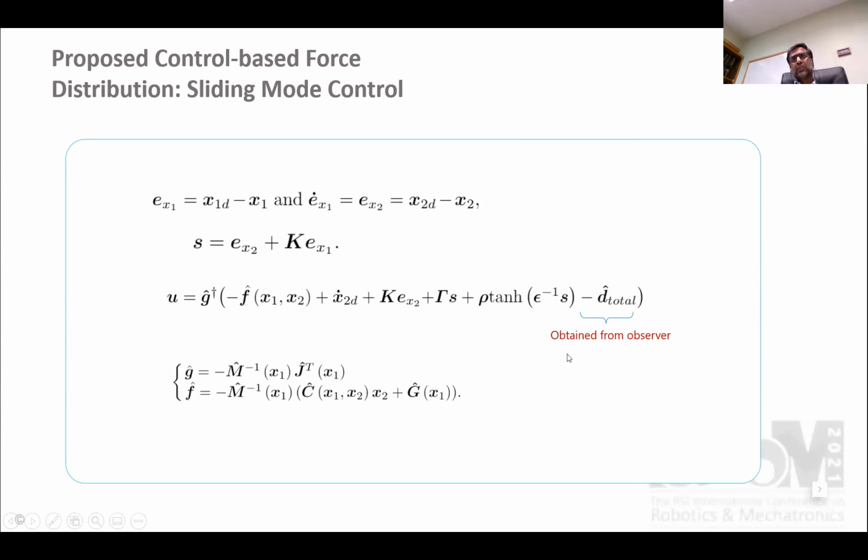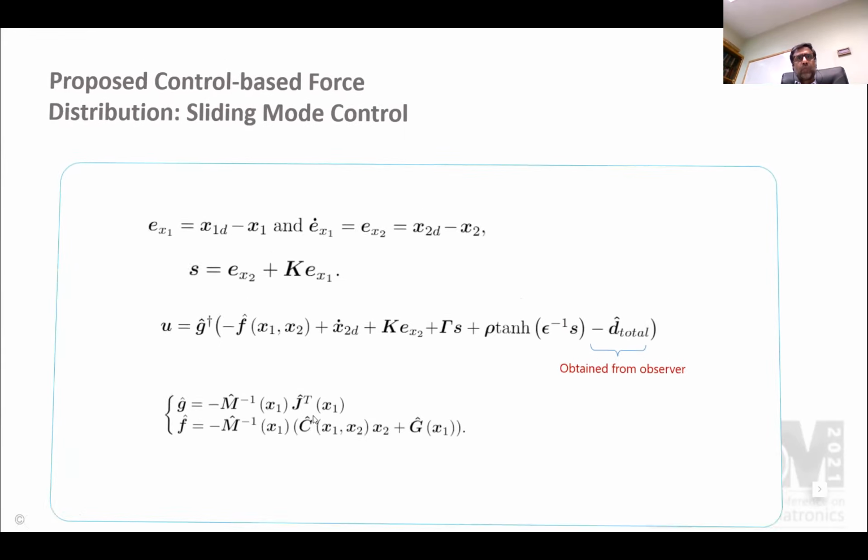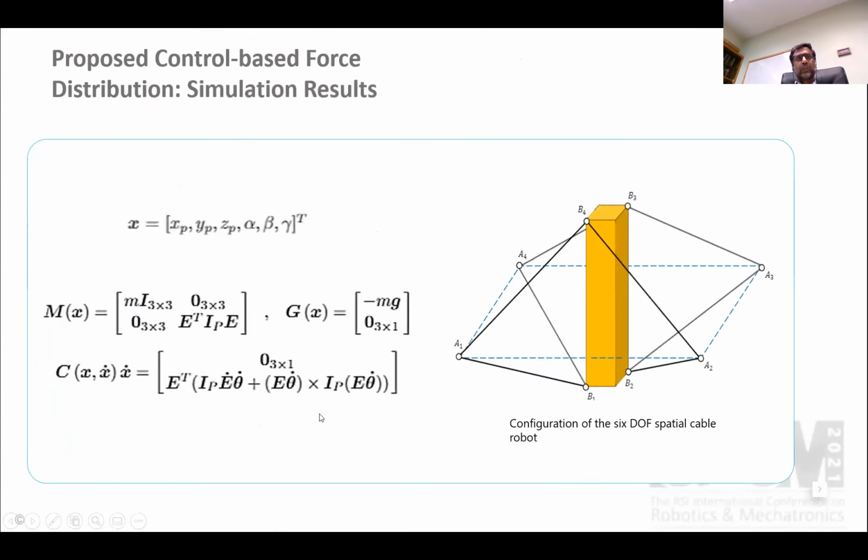In this presentation, we use a sliding mode controller in combination with the proposed control-based tension distribution. To show the effectiveness of the proposed control algorithm, a simulation study has been performed on a special cable-driven robot with 8 cables.